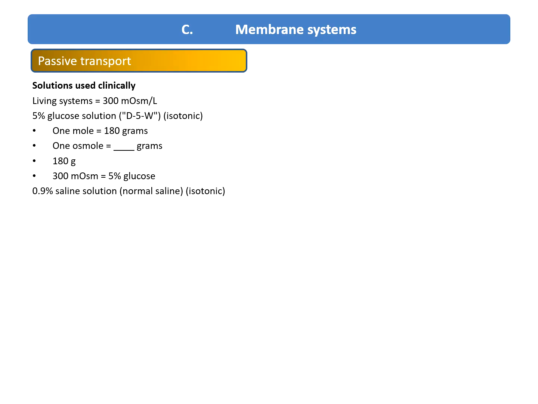0.9% saline solution, called normal saline, is also isotonic to body fluids. 1 mole of salt, sodium chloride, is 58 grams. 1 osmole would be how many grams? Half of that, 29 grams, because sodium chloride dissociates into sodium and chloride ions when added to water. 300 milliosmoles would be a 0.9% sodium chloride solution.